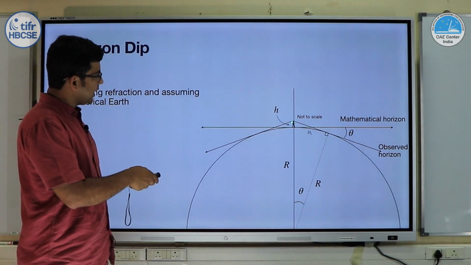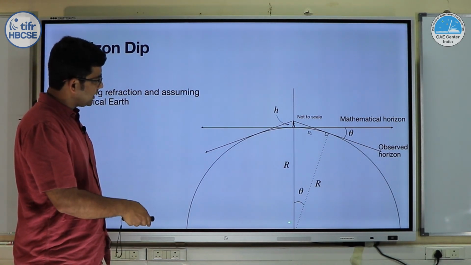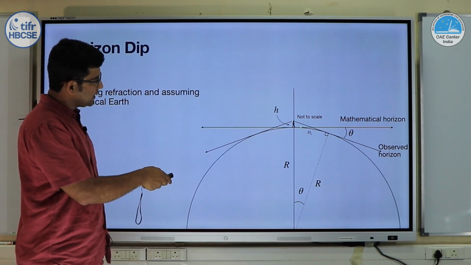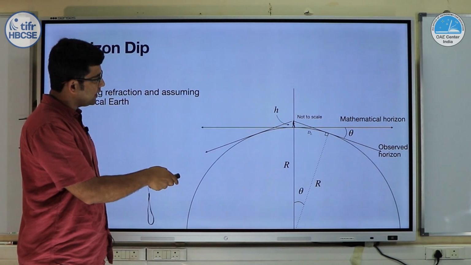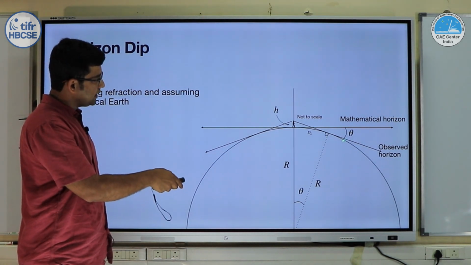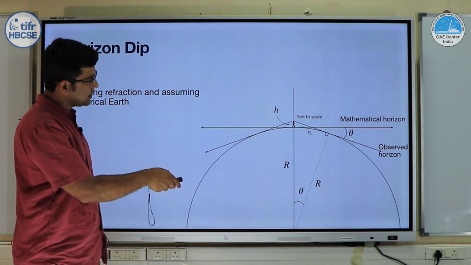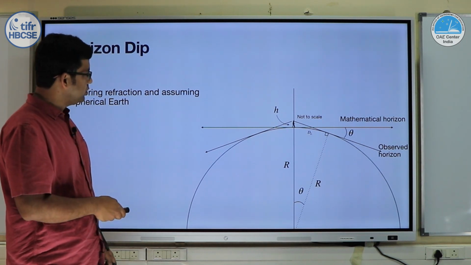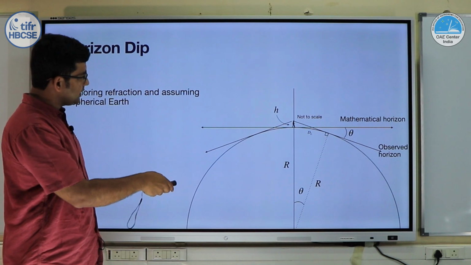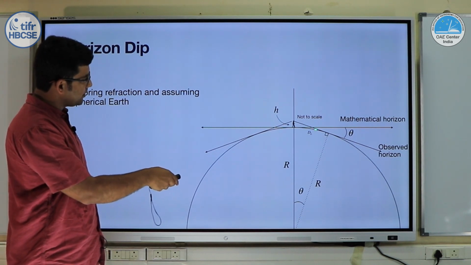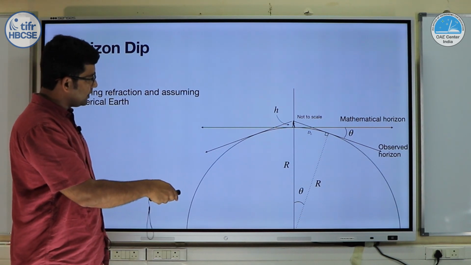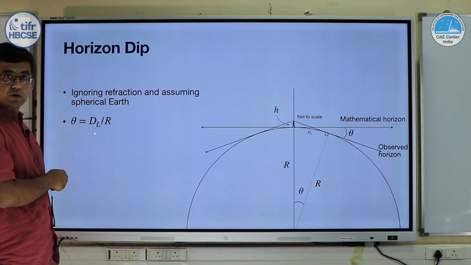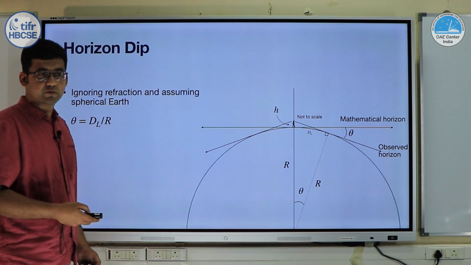We have an observer at a height h above the surface of the earth with a radius r. The observer can see along this observed horizon and they can see land to the distance dl, which is your horizon distance, and theta is the angle between the mathematical horizon and the observed horizon, which is the horizon dip. Now, you'll note that this theta is the same as the angle subtended by the arc dl at the center of the earth, and you can write theta is equal to dl by r in units of radians, of course.